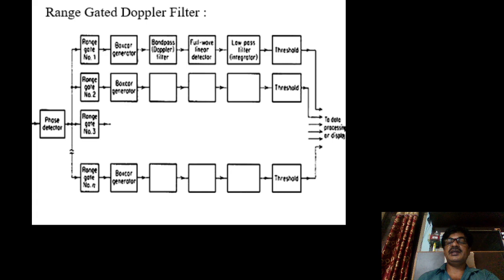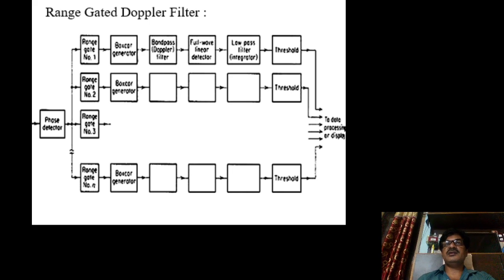Then after the integrator, it is connected to the threshold. Already you know what the threshold is for. In the threshold network, it maintains a level in order to avoid the noise signal coming to the end unit. The signal magnitude which crosses the threshold value alone indicates the presence of the target. Otherwise, the other peaks which are unable to cross do not show any information about the target.